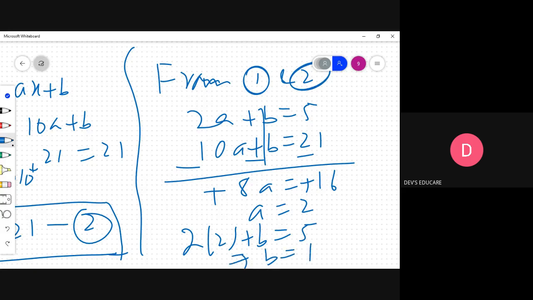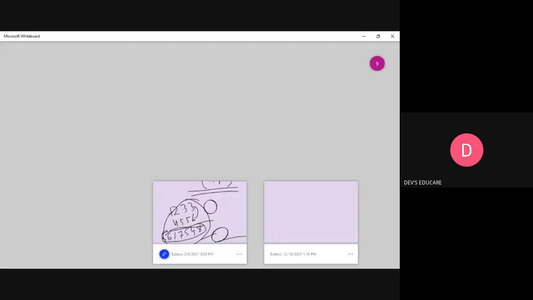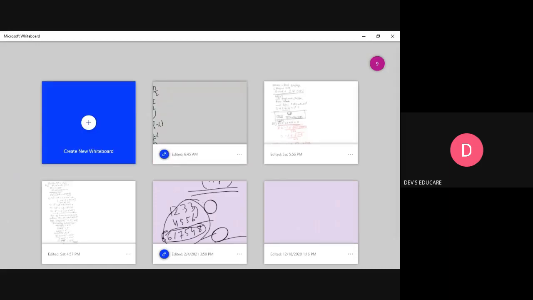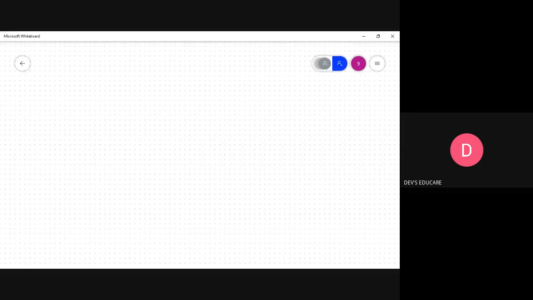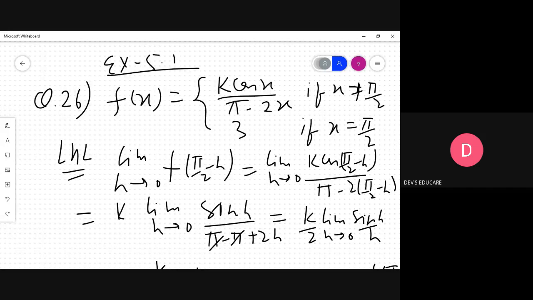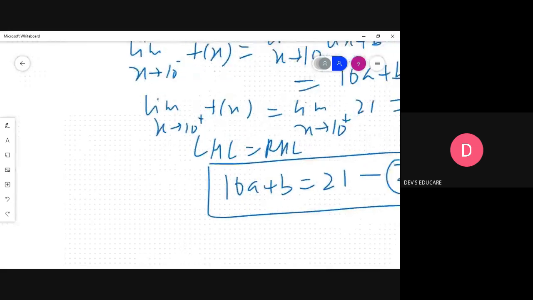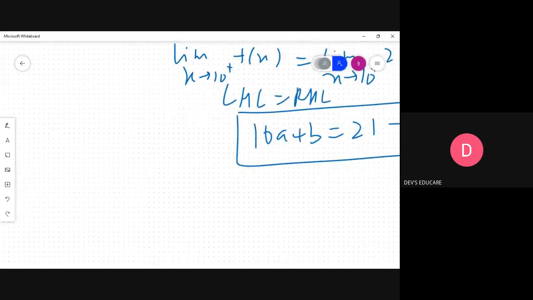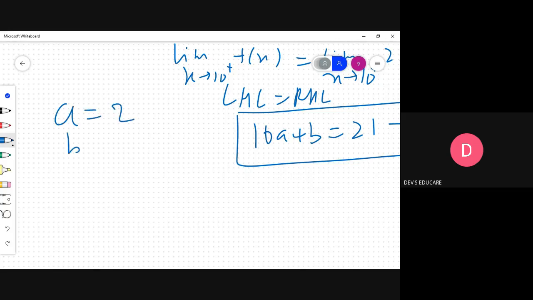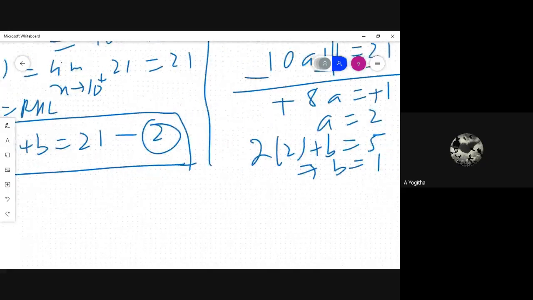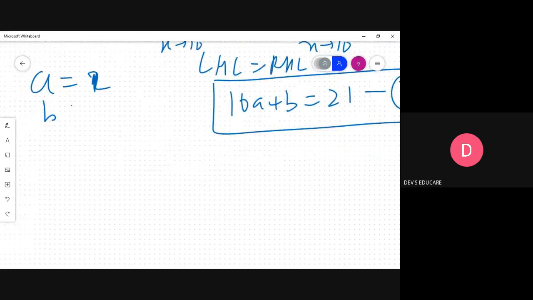So the answer we got is a equals 2, b equals 1. So this will be the answer.